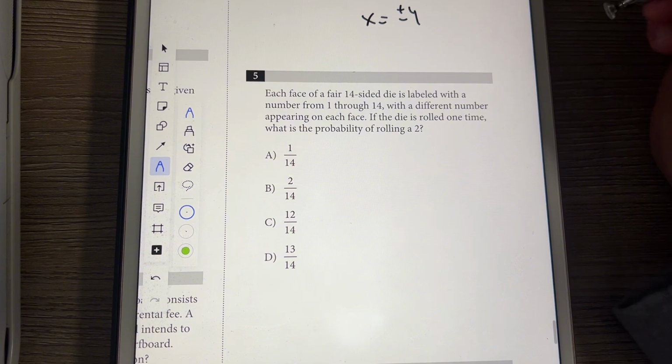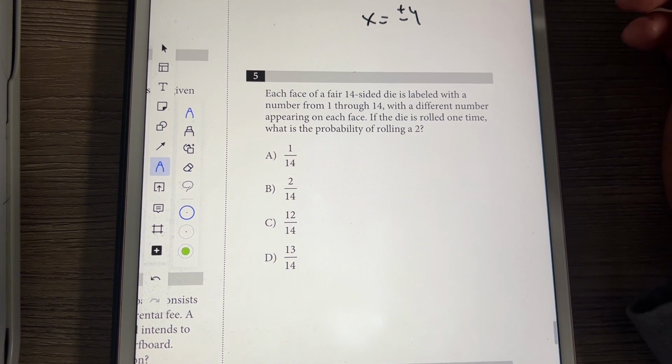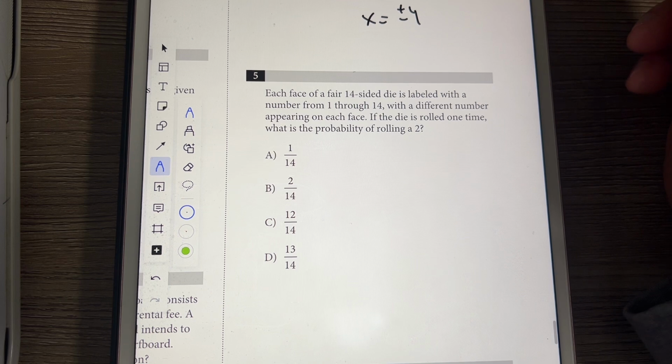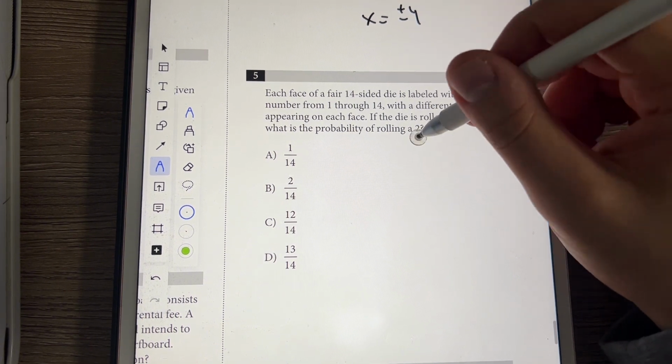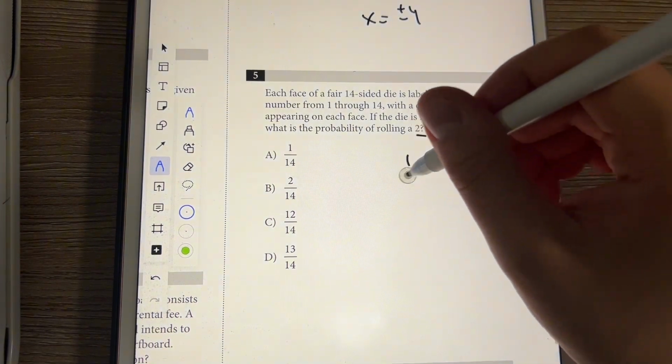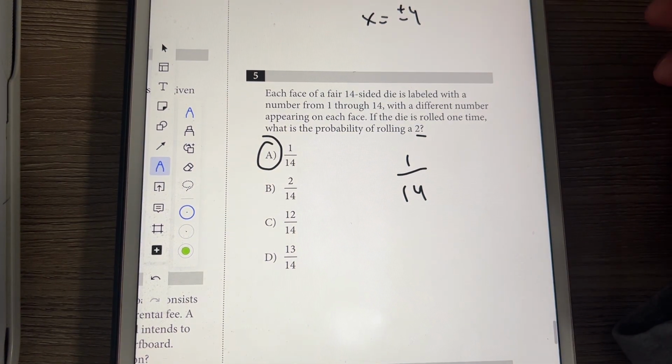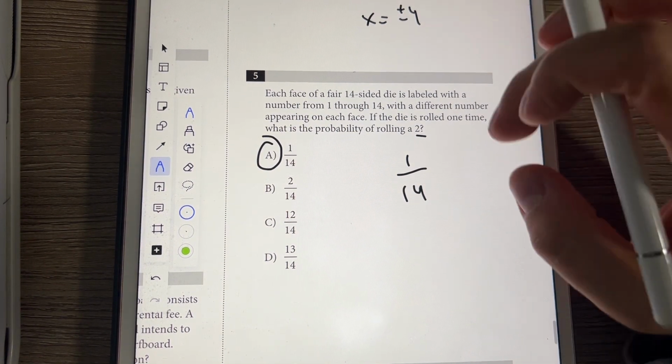I don't blame you. Each face of a fair 14-sided die is labeled with a number from 1 through 14, with a different number appearing on each face. If the die is rolled one time, what is the probability of rolling a 2? Well, there are 14 different options. There's only one option of rolling a 2, so 1 over 14. Rolling a 12 is not the same as rolling a 2, just so you know.